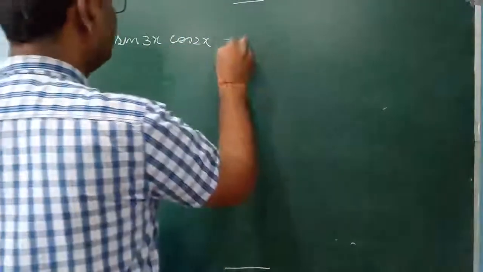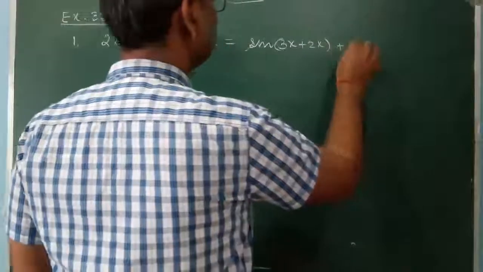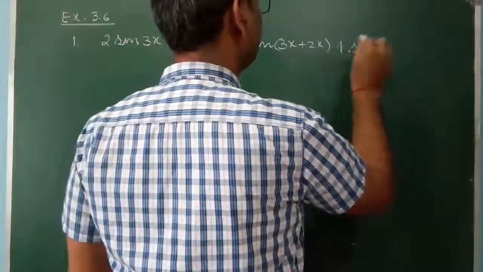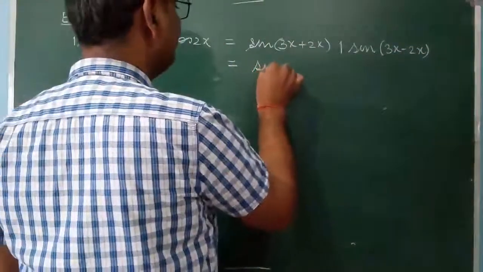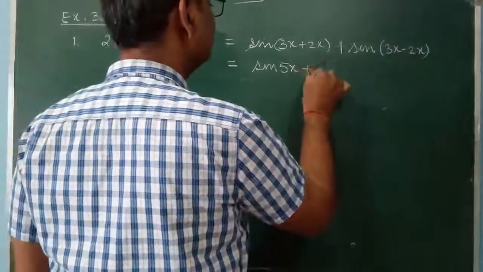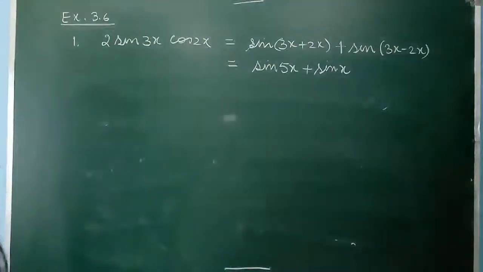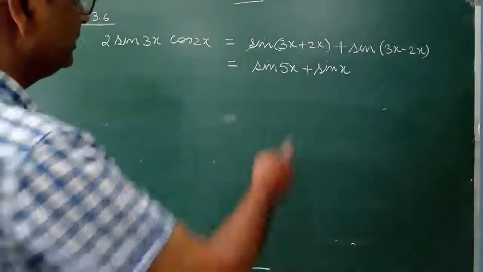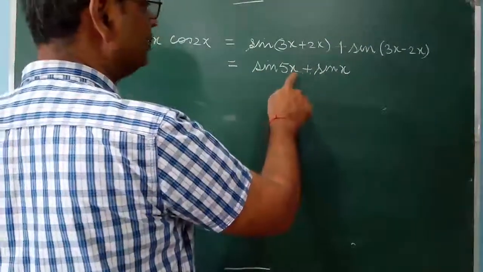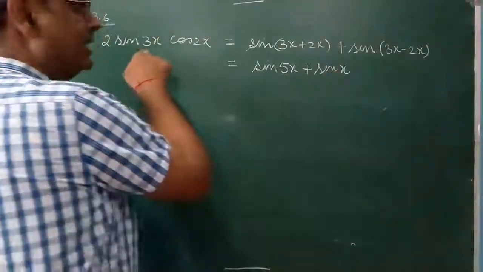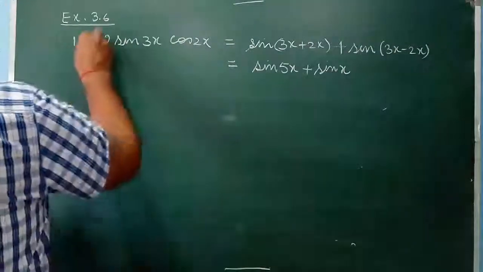What will the formula be? Sin 3x plus 2x plus sin 3x minus 2x. So the formula will be sin 5x plus sin x. And if we want to convert this into this form, this will be 2 sin 5x plus x by 2 into cos 5x minus x by 2, and we will be getting this formula. Reverse is also true.